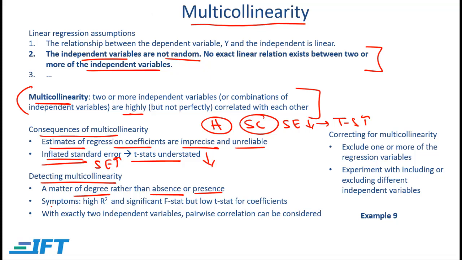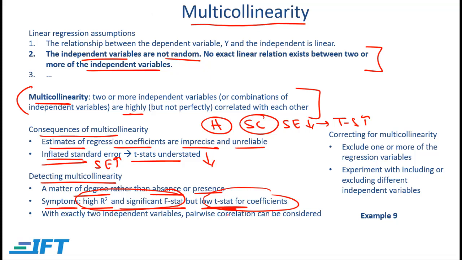What are the symptoms? How exactly do we detect this problem? The most important symptom is that with a regression, we have a high R squared and a significant F stat. So the overall regression appears to be significant, but the t stats are very low. So if we see both of these, where on the one hand, the R squared and the F stat are high, but the t stats for the coefficients are very low, then this implies that we might have multicollinearity.